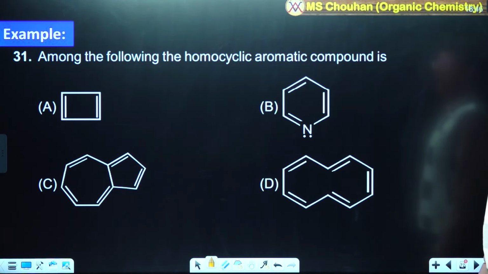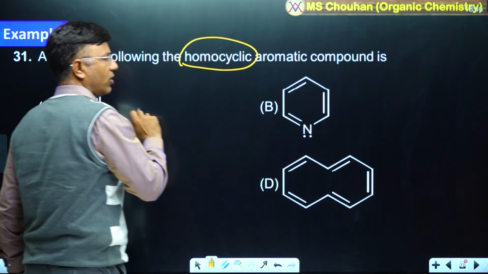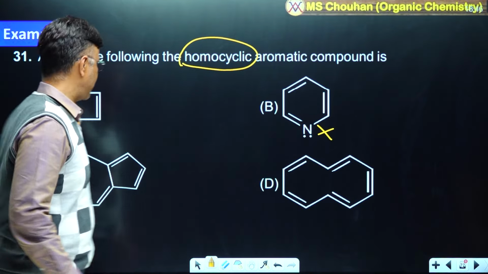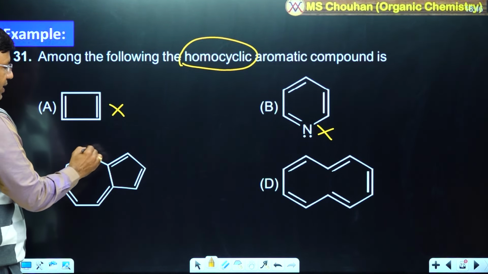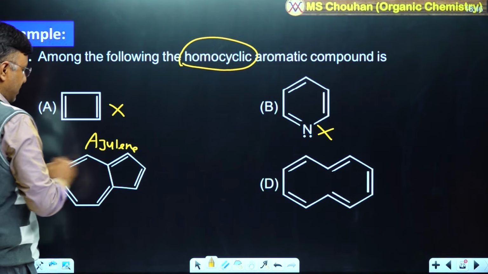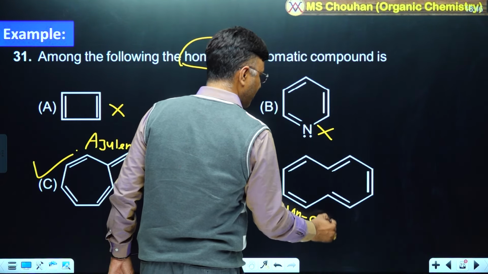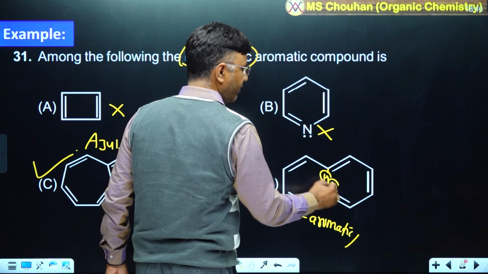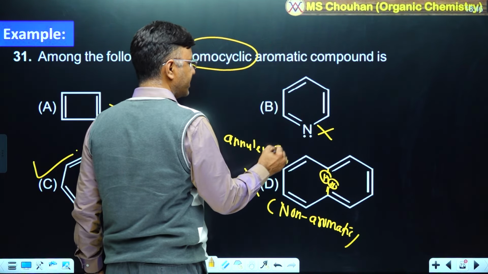Among the following, which is the homocyclic aromatic compound? What is the meaning of homocyclic? Homocyclic means the ring consists of the same atom, mainly carbon only. This one is not homocyclic, it is heterocyclic, meaning it has an atom other than carbon. And we have to determine aromatic. This one is anti-aromatic, and we know that azulene is aromatic. This is our azulene, which exists in dipolar form. This is aromatic, and D is non-aromatic. Why is it non-aromatic? Because of the hydrogen-hydrogen repulsion, coplanarity is disturbed, meaning conjugation is disturbed. It is our annulene 10, the famous exception of 10 and 8.